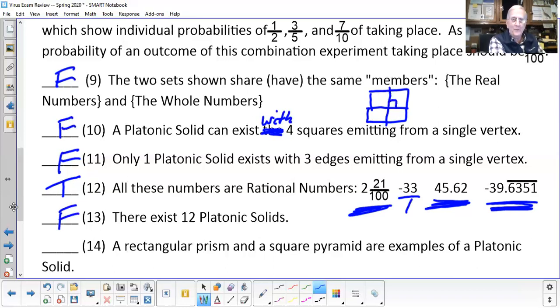A rectangular prism and a square pyramid are examples of a Platonic solid. Why aren't they? The reason they are not examples of a Platonic solid is that all the faces are not identical, congruent, regular polygons. Therefore, this statement definitely is not true.